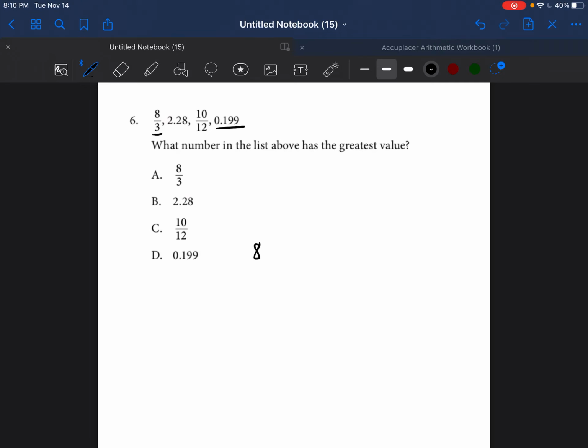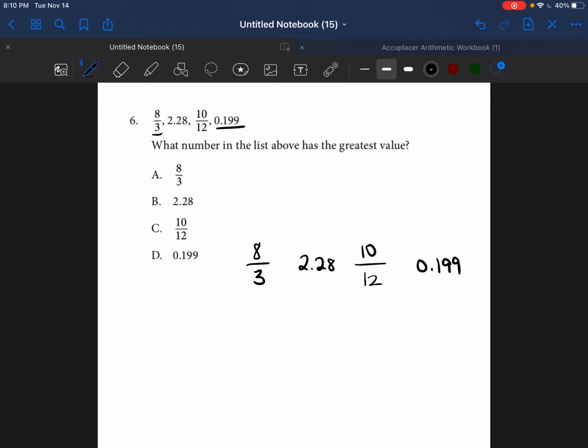So I'm going to go ahead and rewrite that list. 8 over 3. Oop, that 3 looks weird, so I'm going to erase it. 8 over 3, 2.28, 10 over 12, and 0.199. So when you're solving these types of problems, what I would recommend you doing is try to figure out, of these 4 numbers, which numbers are greater than 1.